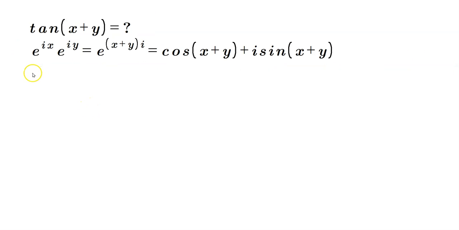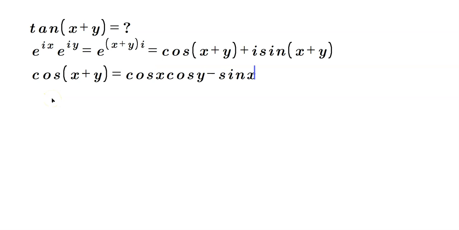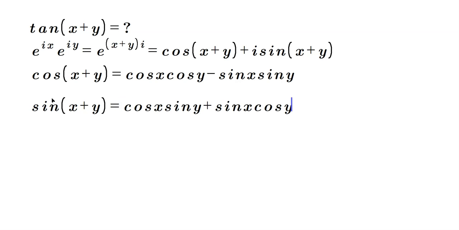Famous formula. Now, using this, we establish a famous identity that tells us that cosine of x plus y is equal to cosine of x cosine of y minus sine of x sine of y. And likewise for sine of x plus y, we established the identity sine of x plus y equals cosine of x sine of y plus sine of x cosine of y. Okay, so we've got those.